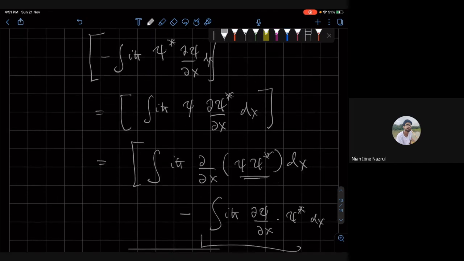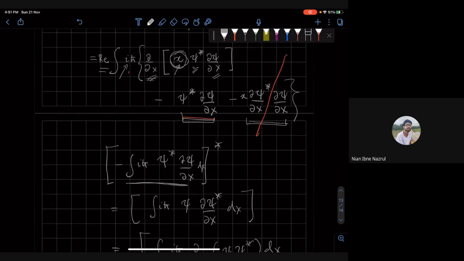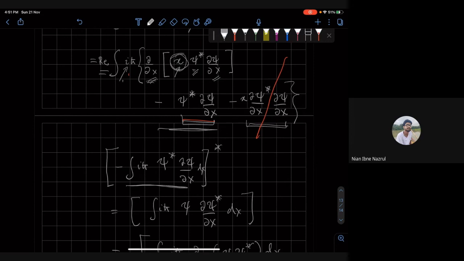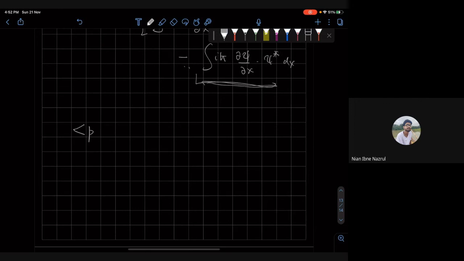So if I look at this thing, this is exactly the same thing as with this minus sign. So we see that this term with this I is actually real. So this vanishes. So we are left with only one term, and that term is, so then P is going to be given by the integral from minus infinity to plus infinity of psi star h bar by I del by del x of psi dx. Okay, so this is the expectation value of p.